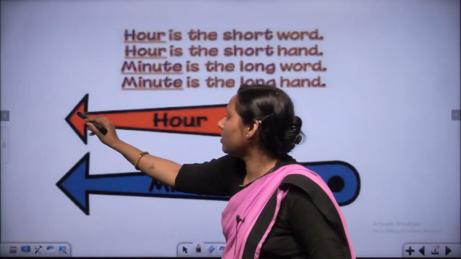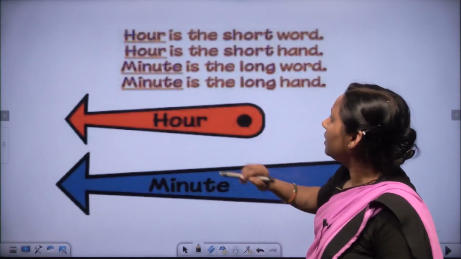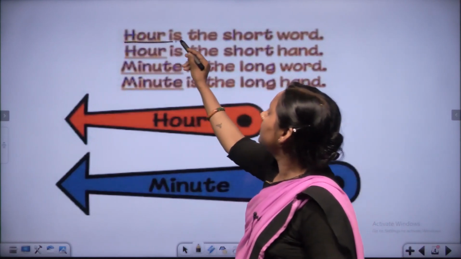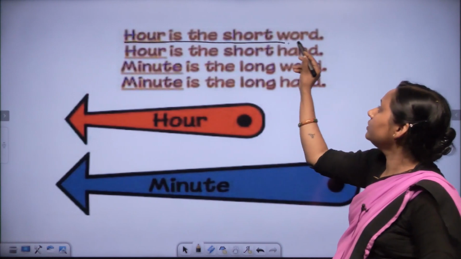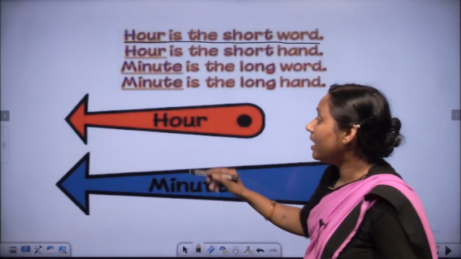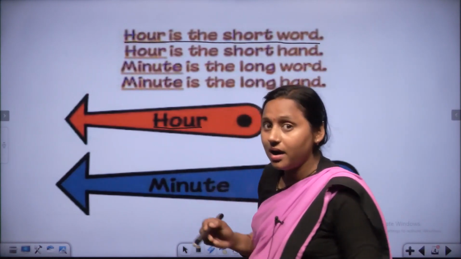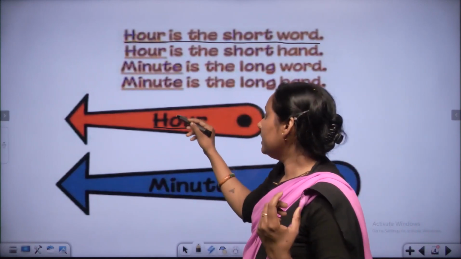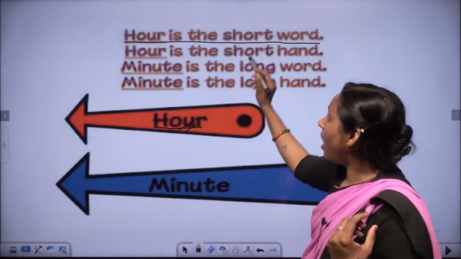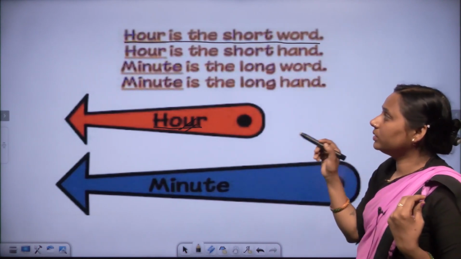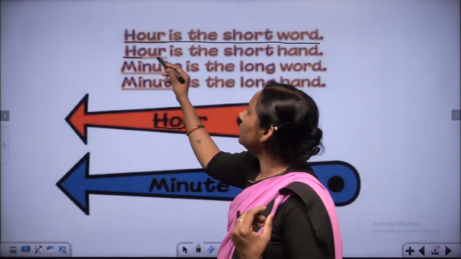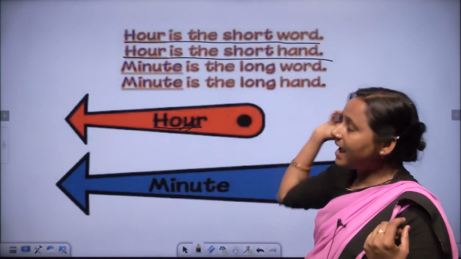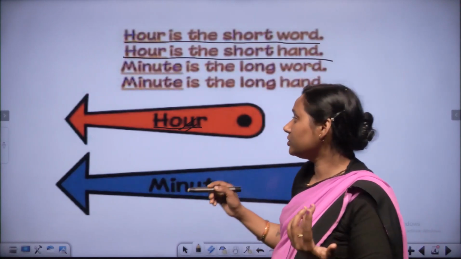This one is the small hand. Okay, hour is the short word. Spelling of hour, HOUR. Hour, only 4 letters. Yes, hour is a short word. So hour is the short hand.